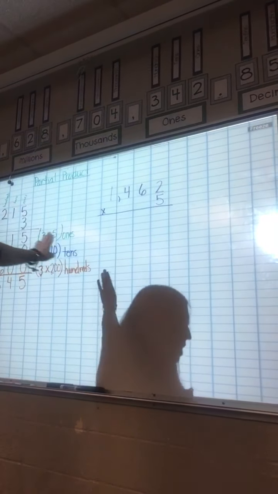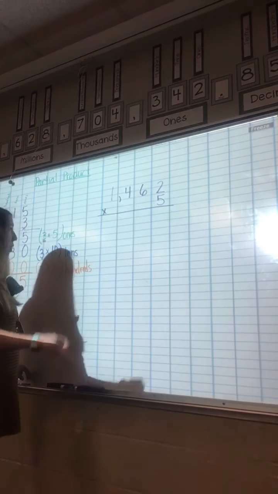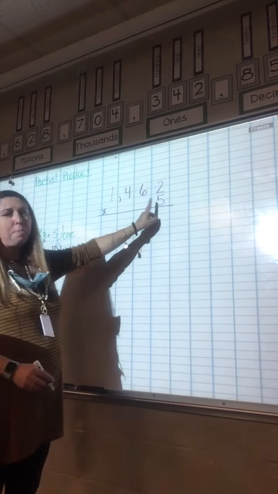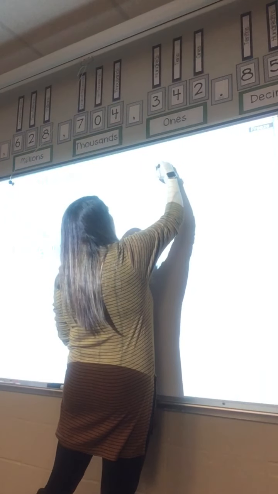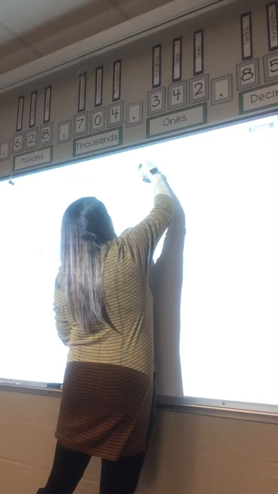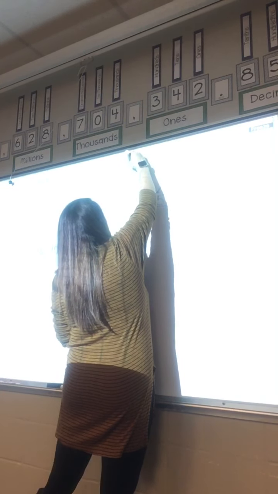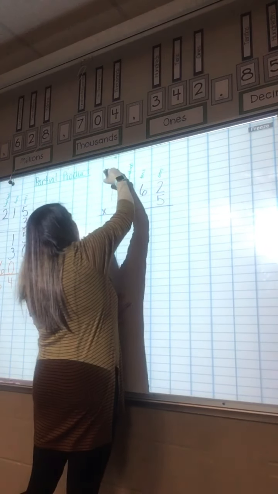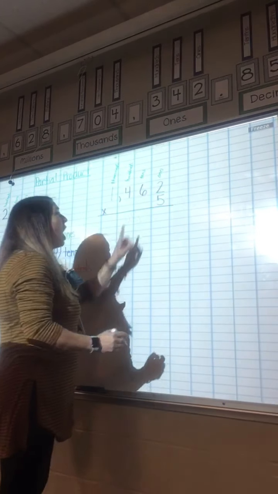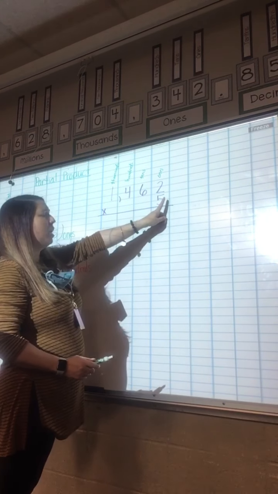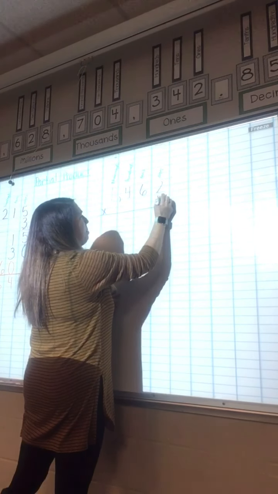So I have that 1,462 times 5. Here's what I love to do. I like to label my place values because it keeps it in my brain. It keeps me organized. So this is the ones, the tens, the hundreds. Ooh, and now I have the thousands. Okay. So I'm going to be multiplying this number by 5. So all my numbers are going to be by 5.